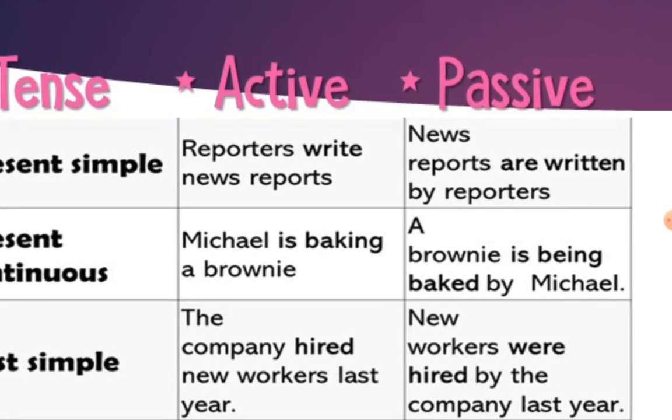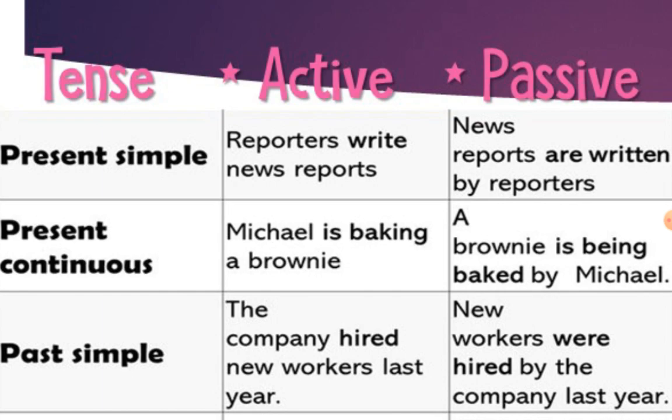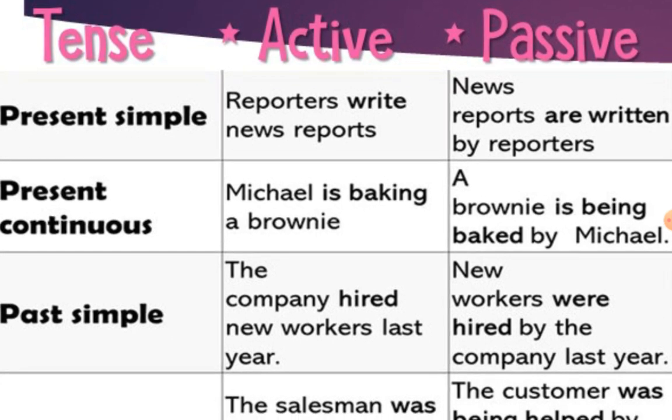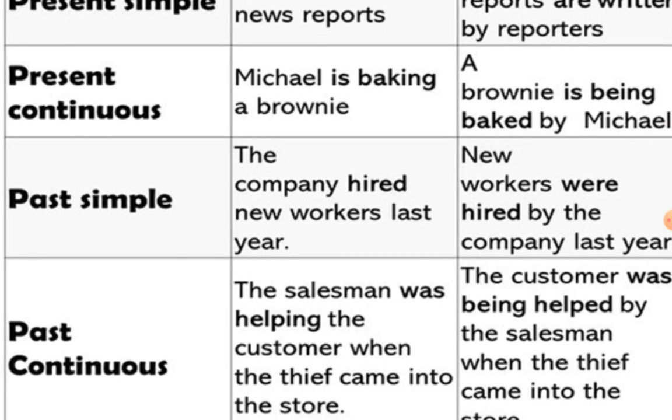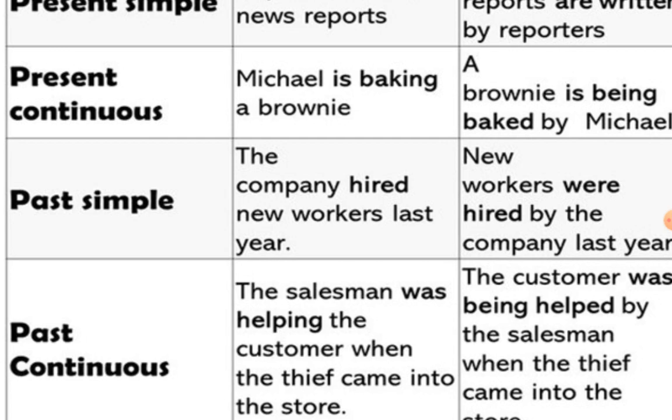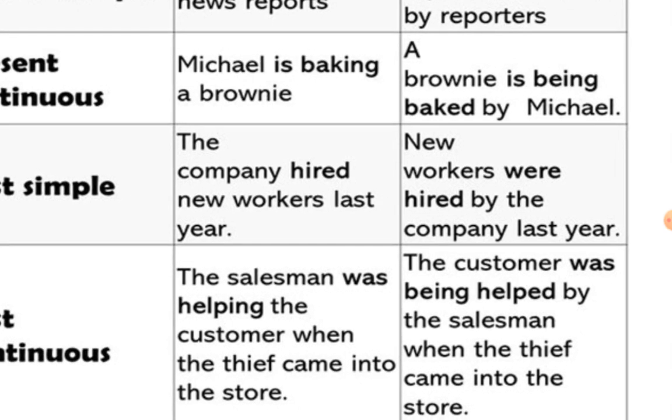The company hired new workers last year. It means, if we form it into the passive, we have new workers were hired by the company last year. Okay? Now we have the past continuous. The salesman was helping the customer when the thief came into the store. Oh my God, this is a good one. It means the customer was being helped.